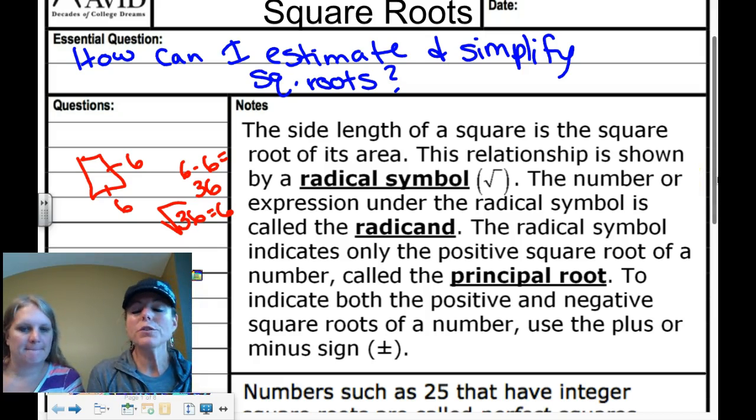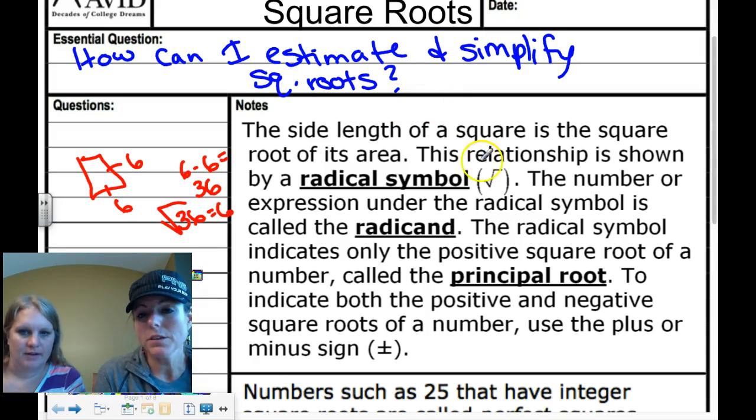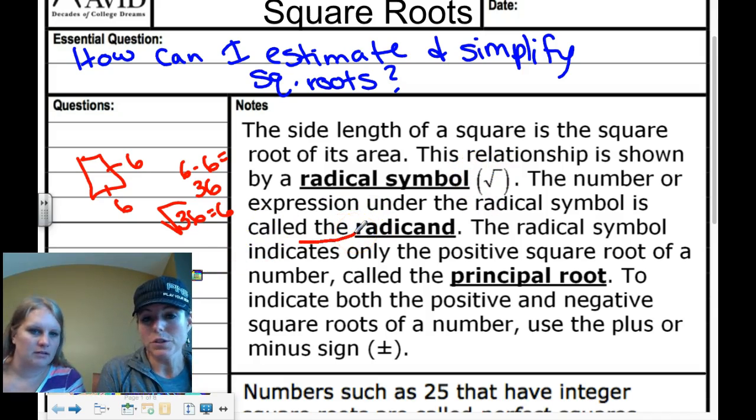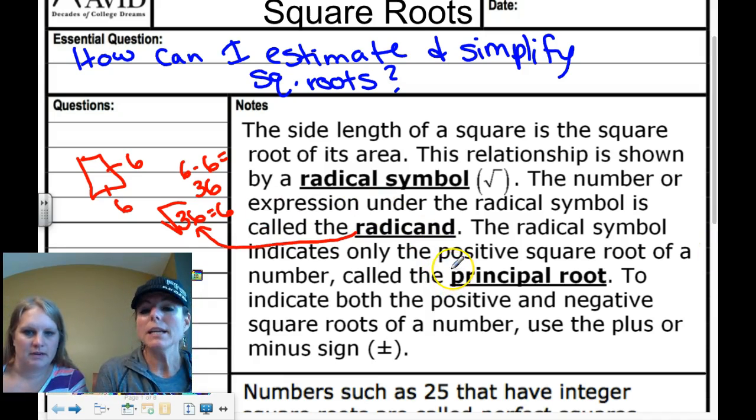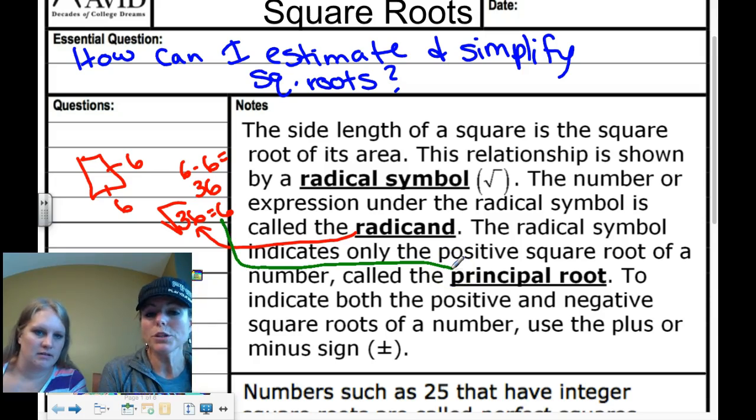A few other definitions or vocabulary. Radical symbol. The radical symbol is right there on the screen in front of you. That is the radical symbol. Radicand, when I refer to that, it's the number under the radical. Principal root is the positive square root of a number. So it's your answer.